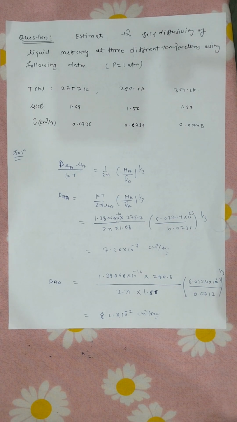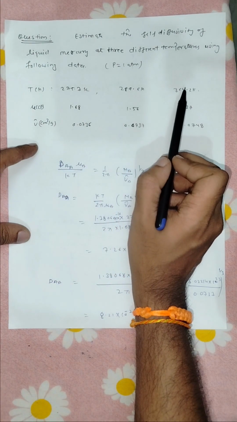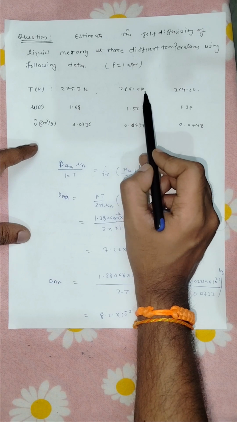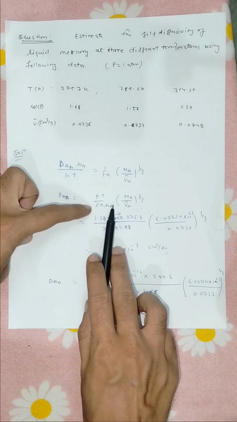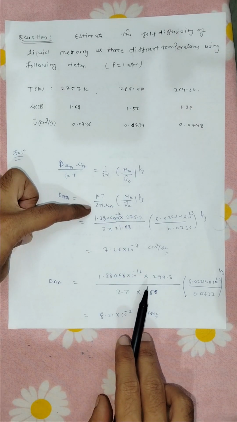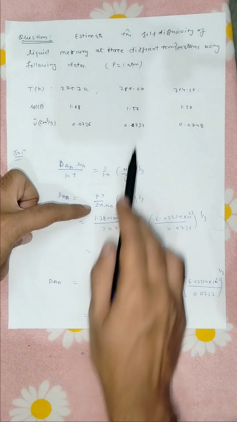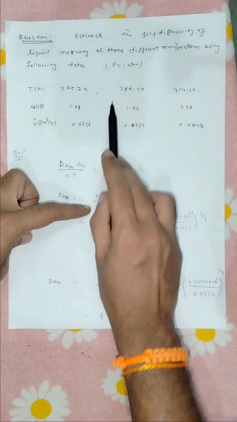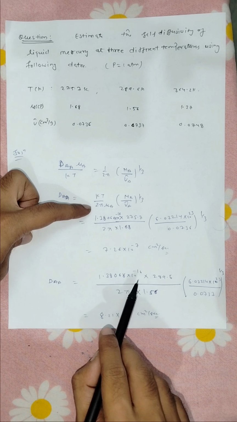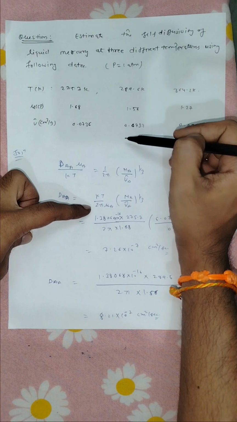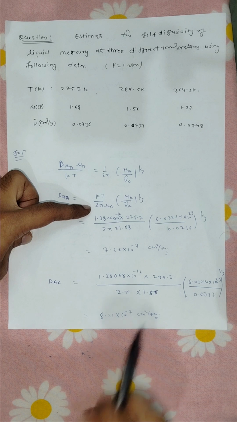After calculating the self diffusivity at 275.7 Kelvin, we move to the next one. For 289.6 Kelvin, we have the same formula, and we have simply substituted by changing the temperature, viscosity and specific volume. We put down all these values so that we can calculate the self diffusivity for the second case. The value comes out to be 8.21 into 10 to the power minus 7 centimeter square per second.